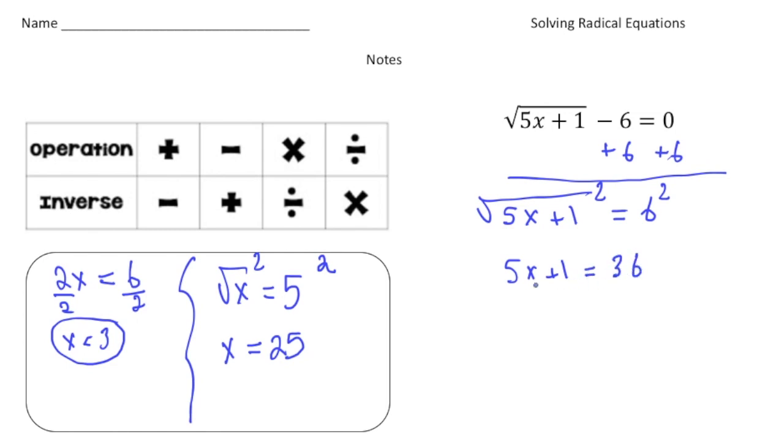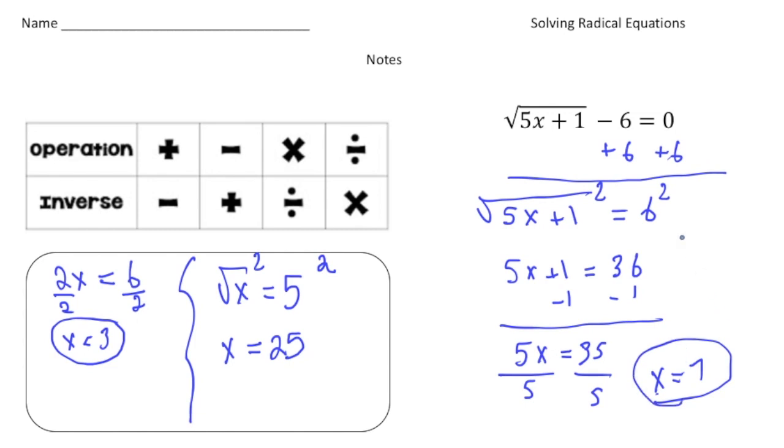And now we're just solving a two-step equation. So I'm going to take away 1 from both sides, and we end up with 5x equals 35. And then divide both sides by 5, and we end up with x equals 7. And there's our solution, but let's check. Let's make sure it works. If I plug in 7 here, 5 times 7 is 35. 35 plus 1 is 36. Well, the square root of 36 is 6. And 6 take away 6 is 0. And bingo, there it is.